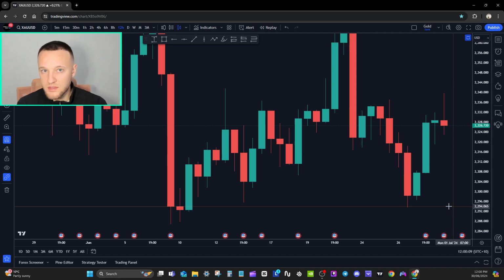And why is this important, in my opinion? Because you get one 12-hour candle, which can give you direction and bias, and then the second 12-hour candle, which can be the continuation of that first 12-hour candle. And we'll take a look at some examples on the chart right here.